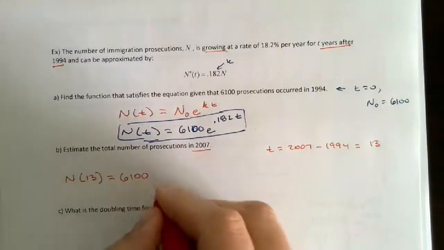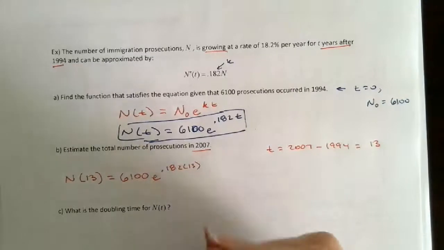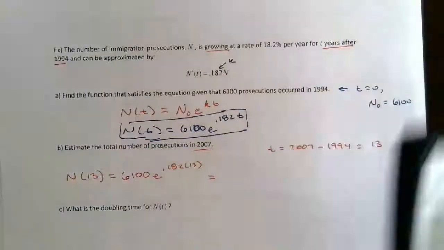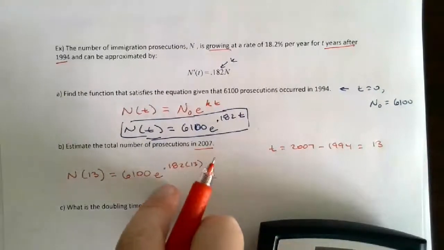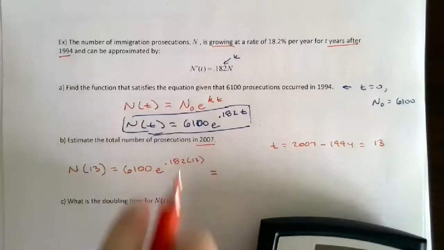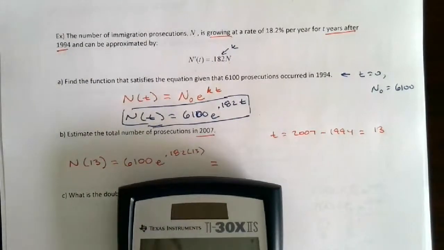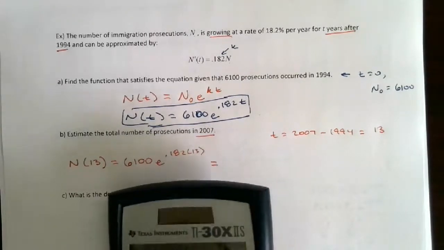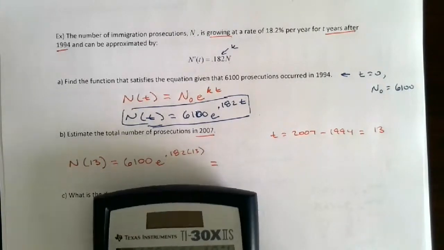So we have 6,100 e to the 0.182 times 13. And this equals, we can evaluate this on our calculator. If it doesn't display everything on the screen, you multiply the exponents first, then take the exponential of it, then multiply by 6,100. Doing this, I'll do it here. We've got 6,100 times e to the, make sure the 0.182 times the 13 is all in the parentheses. Close the parentheses. I got 64,993.59.